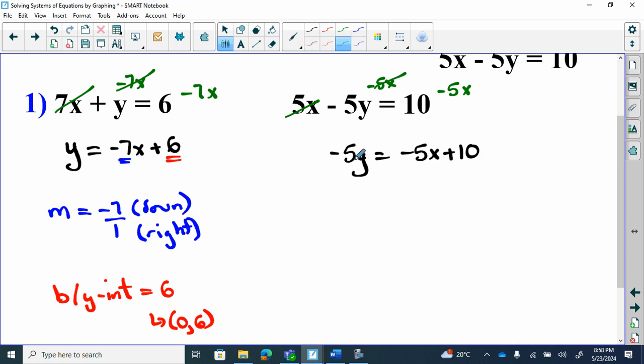To get rid of the negative 5 here, think of what's between the negative 5 and the y. It's multiplication. No sign implies multiplication. To undo multiplication, we've got to divide. So I'm going to divide everything on the left by negative 5. That's this term. And I'll divide both terms on the right by negative 5. Negative 5y divided by negative 5 leaves positive 1y. Negative 5x divided by negative 5 leaves positive 1x, or just x. And positive 10 divided by negative 5 leaves a negative 2.